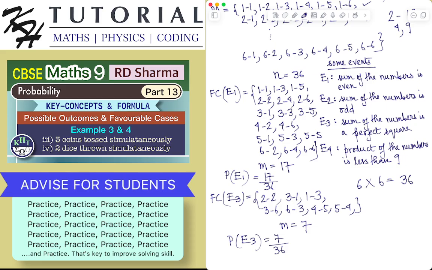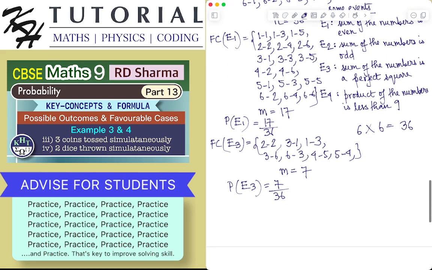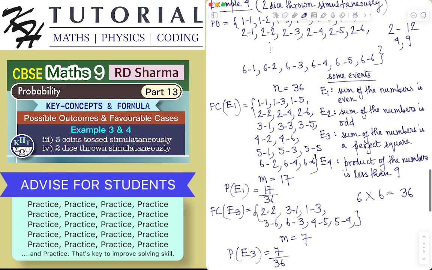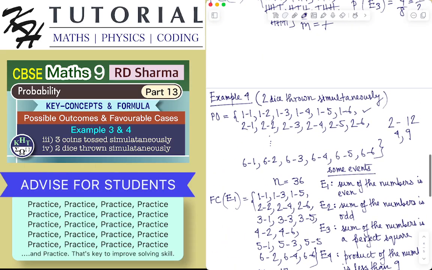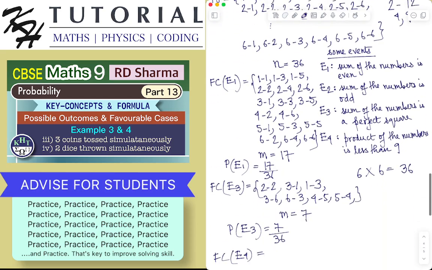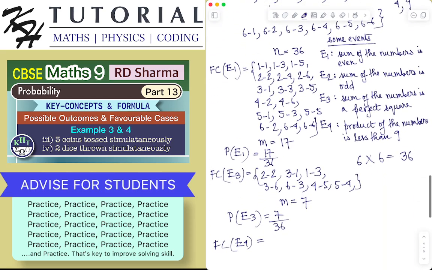Let's see what the favorable cases for event E4 are: the product of the numbers is less than 9. For event E4, we have to consider those outcomes from the possible outcomes where the product of the numbers showing up on the two die is less than 9. So what are the combinations? Let's see.